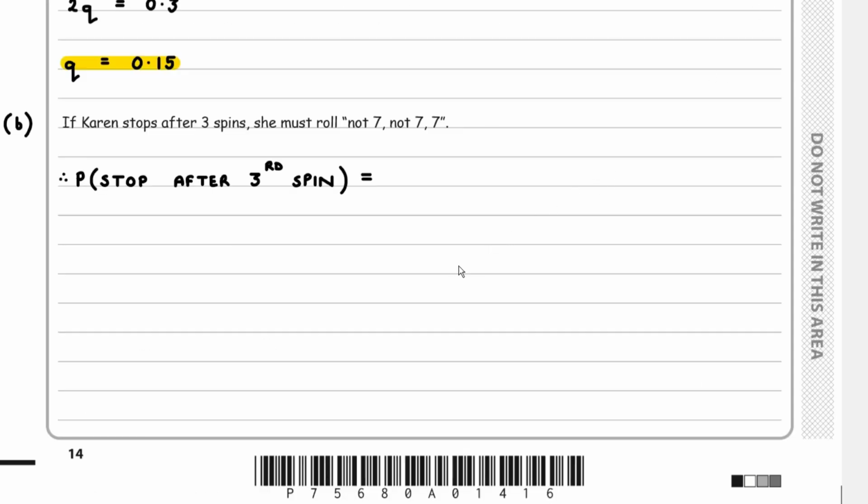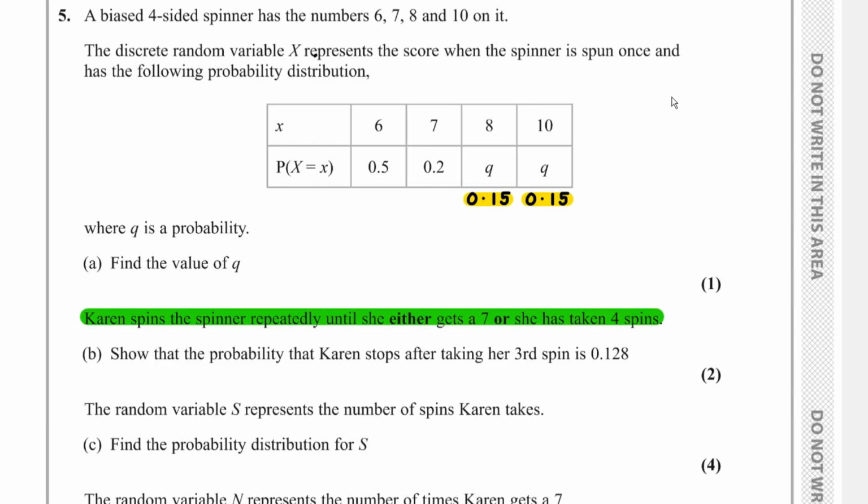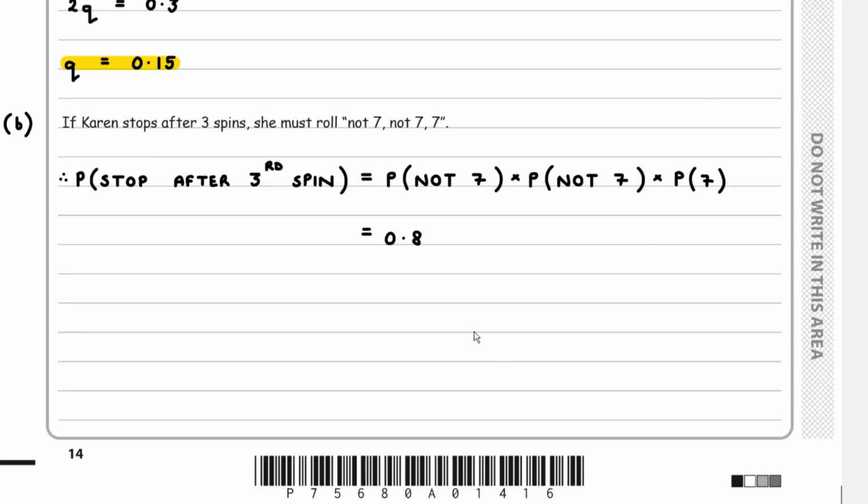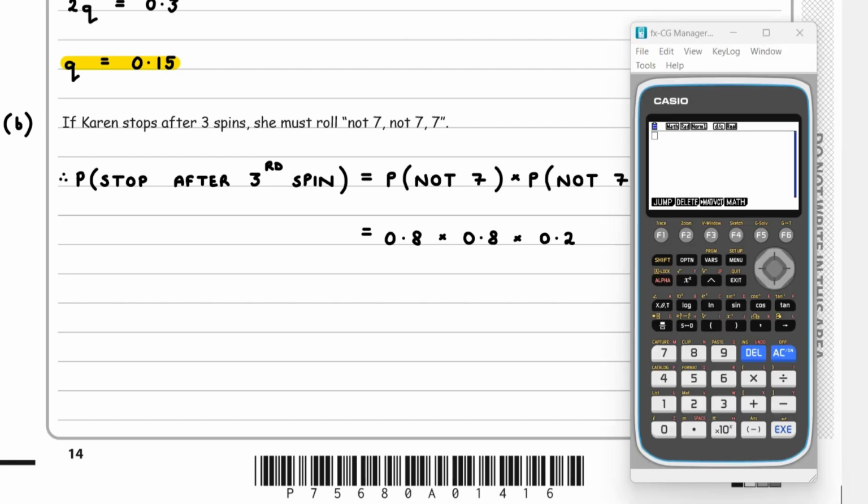Which means the probability that we stop after the third spin is the probability of not getting a 7 in the first spin times the probability of not getting a 7 in the second spin multiplied by the probability of getting a 7 in the third spin. Now, what is the probability of not getting a 7? That's 0.5 plus 0.15 plus another 0.15, which is 0.8. So we have 0.8 times 0.8 times 0.2.